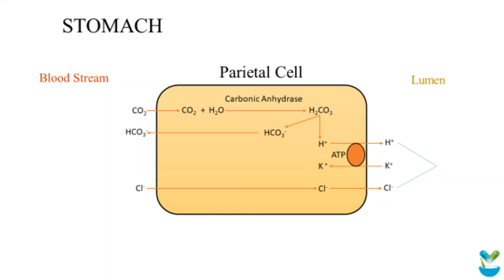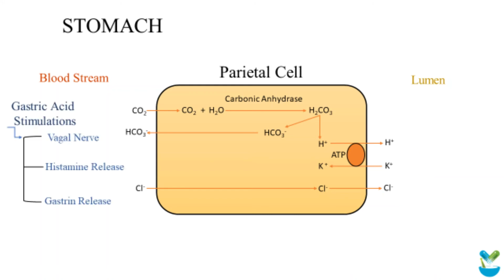This is how hydrochloric acid is actually released from the parietal cells of the gastric mucosa. CO2 or carbon dioxide combines with a water H2O molecule with the help of the enzyme carbonic anhydrase and makes carbonic acid, H2CO3. This carbonic acid H2CO3 ionizes into HCO3 ion and H plus hydrogen ion. These hydrogen ions, in exchange with potassium ions and ATPase, are pumped out of the stomach parietal cell into the lumen of the stomach. Chloride ions are also transported into the lumen of the stomach and make hydrochloric acid with the hydrogen ions.